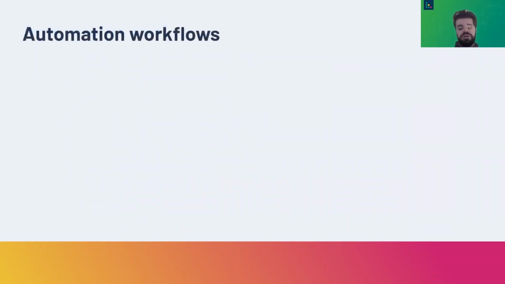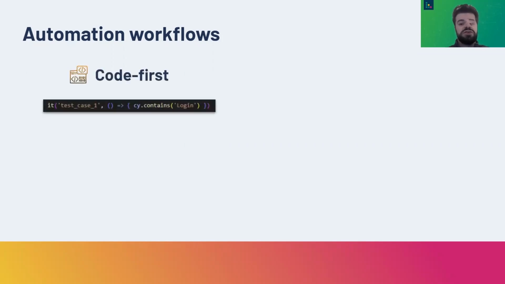About automation workflows. So what's this we are talking about? What are these automation workflows? Up until now, the CLI behavior would create the test cases in TestRail and add the results. This is what we call a code-first approach, because you first write your test cases in your code.